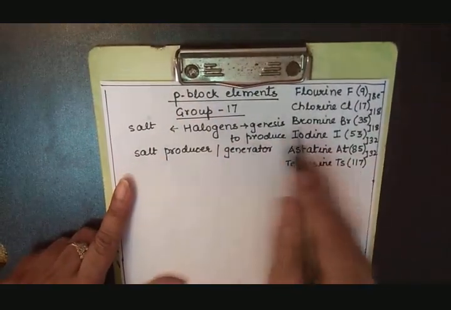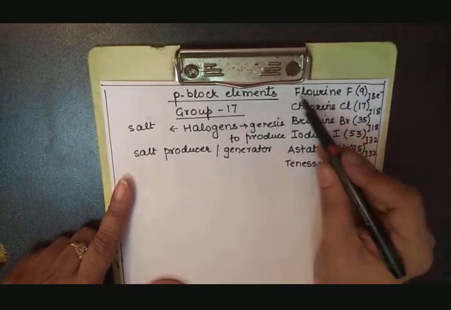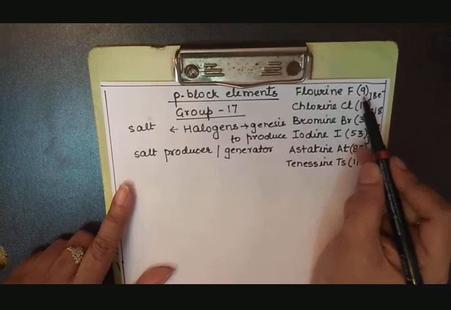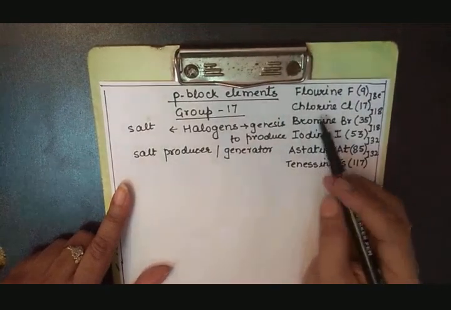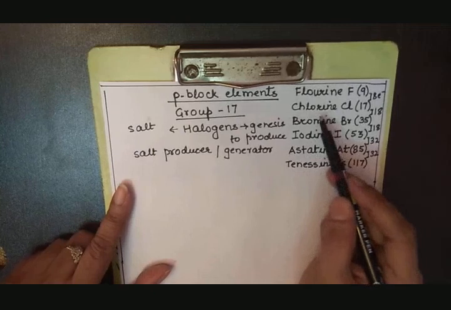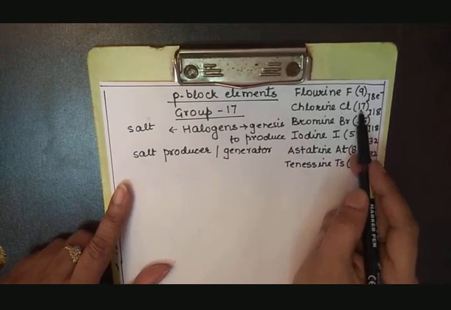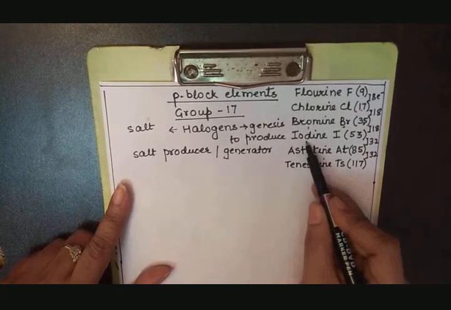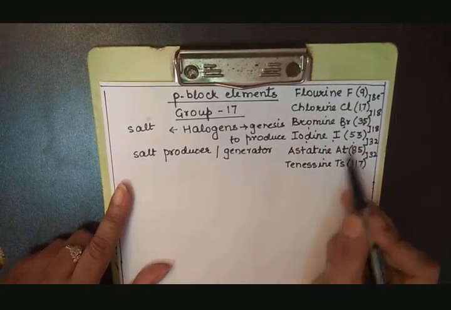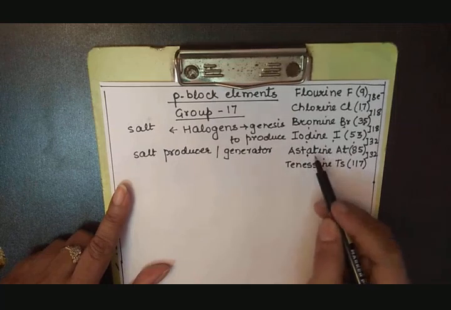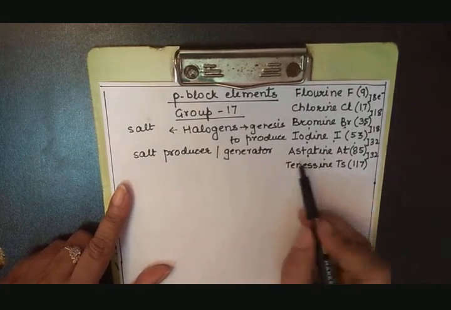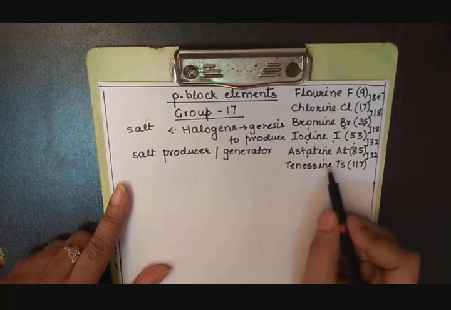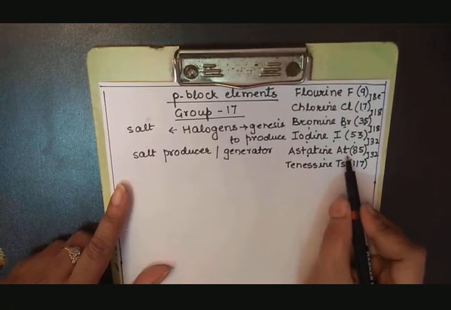The members of this family are, starting from the first member, fluorine. The symbol is F, atomic number is 9. The second element is chlorine, symbol is Cl, atomic number 17. Then bromine, Br, 35. Iodine, I, 53. Astatine, the symbol is not As. Please mention this, that symbol is not As. As is for arsenic. So the symbol for astatine is At.